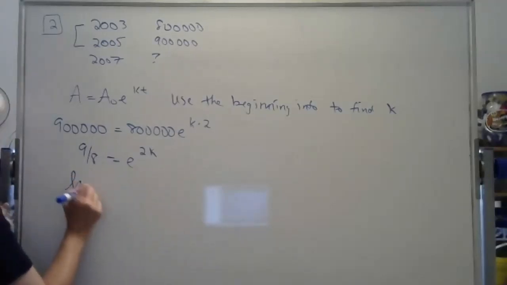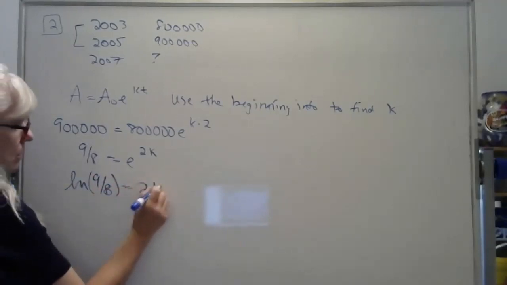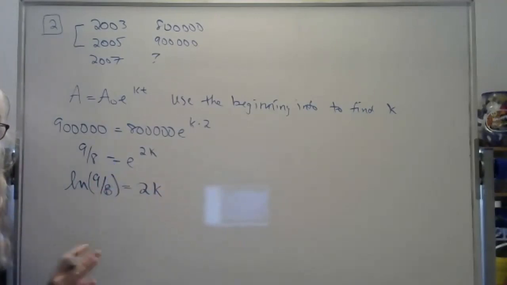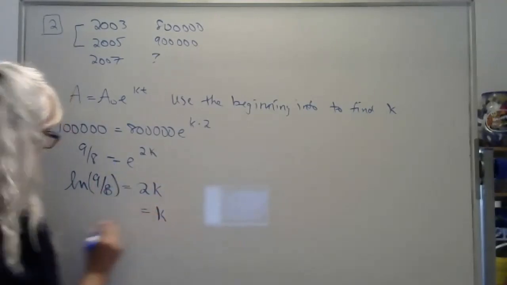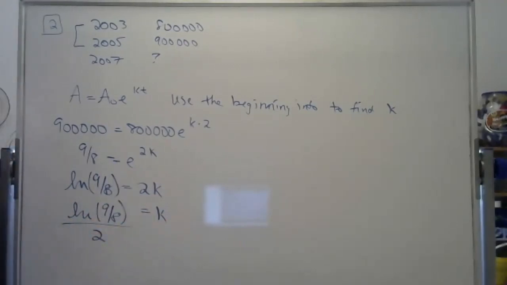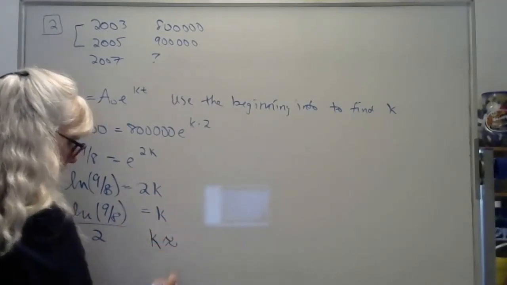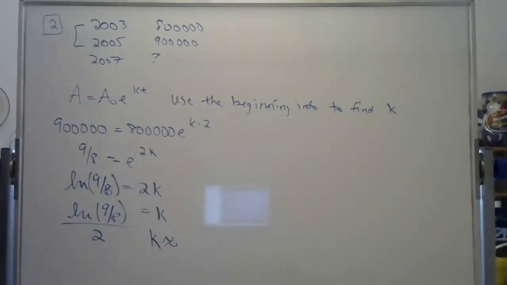Okay, we'll come in and take the natural log. That's the natural log of 9 over 8. And that's going to be equal to 2k. I'm going to start dropping the natural log of e because at this point we know it's 1. So k is the natural log of 9 divided by 8 all over 2. And that'll give me my growth rate. So what do you guys get for k? .058. Yep.